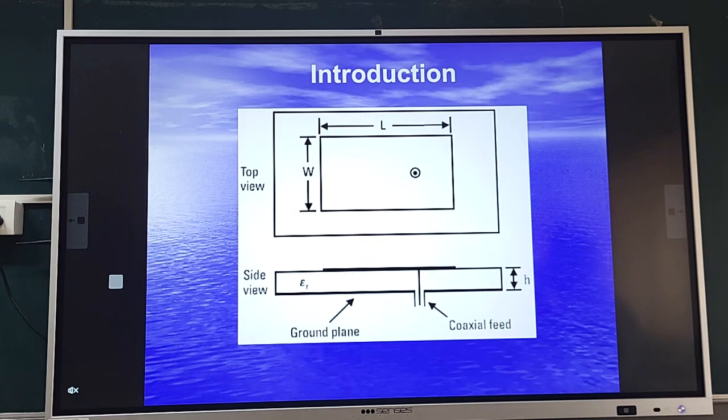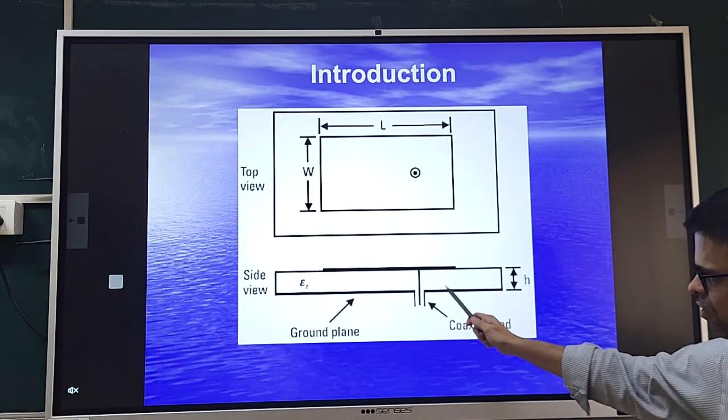Now, there are the following design aspects related to any microstrip antenna. What are those? First is the radiating shape. What kind of radiating geometry? Because that ultimately radiates the energy. What is that geometry we are using?